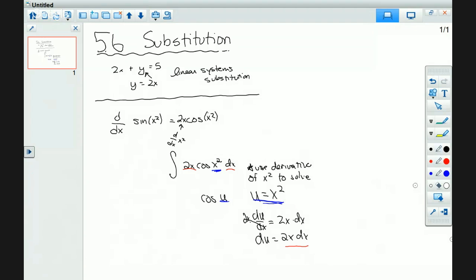So now, what do I put in for 2x dx? That's a lot easier to calculate. What's the integral of cosine? Right, and now we can plug u back in. So this is sine x squared. So now what do we end up with? The original, right? So what was the answer? This is your answer.